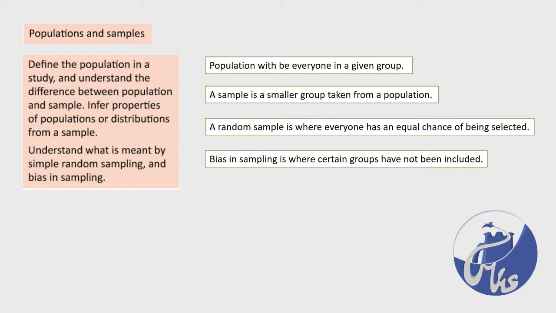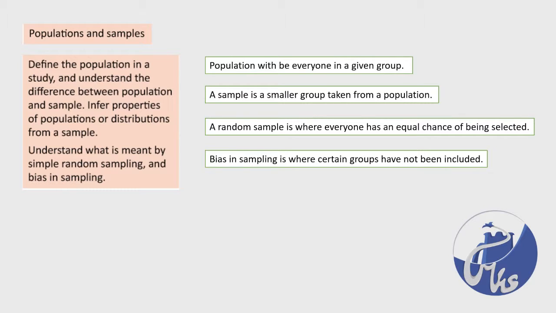Now, a population is generally everybody in a given group. So this might be the population of a school, or it could be the population of a town. It doesn't necessarily mean the population of a large area, but it's a certain type of group that's usually of a substantial size. A sample is a smaller group that will be taken from a population, usually because you can't ask everybody in a population, so taking a sample just gives you an idea from a smaller group.